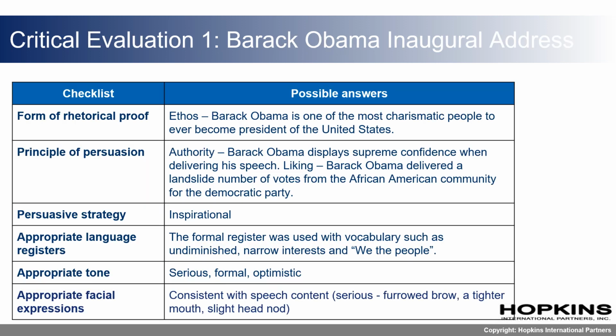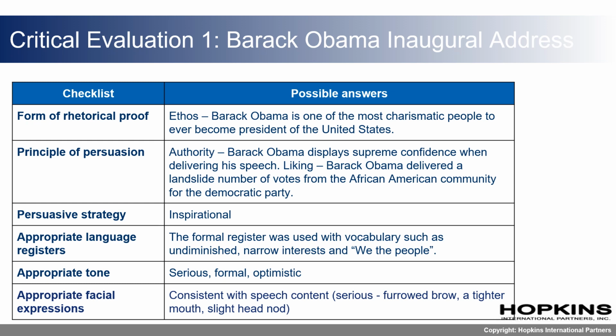Evaluating this talk with our checklist, we can possibly come up with the following evaluation. 1. Form of rhetorical proof. Ethos: Barack Obama is one of the most charismatic people to ever become President of the United States. 2. Principle of persuasion. Authority: Barack Obama displays supreme confidence when delivering his speech. Liking: Barack Obama delivered a landslide number of votes from the African American community for the Democratic Party. 3. Persuasive strategy, inspirational.